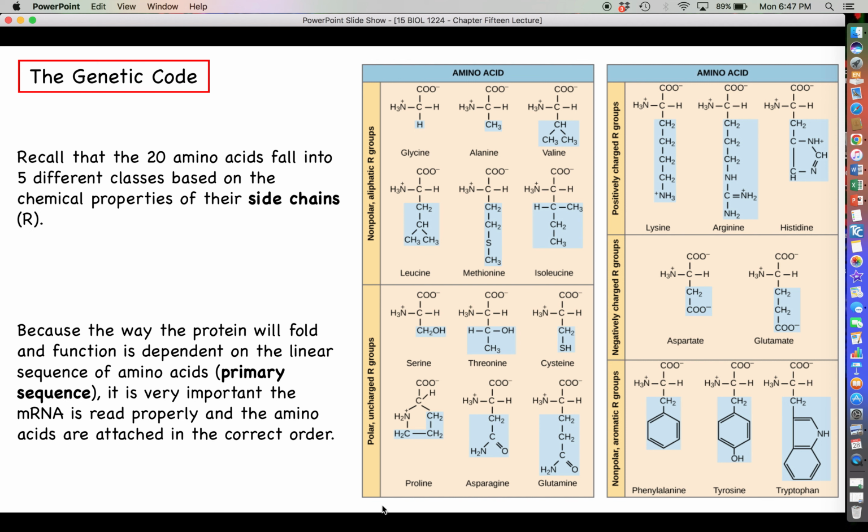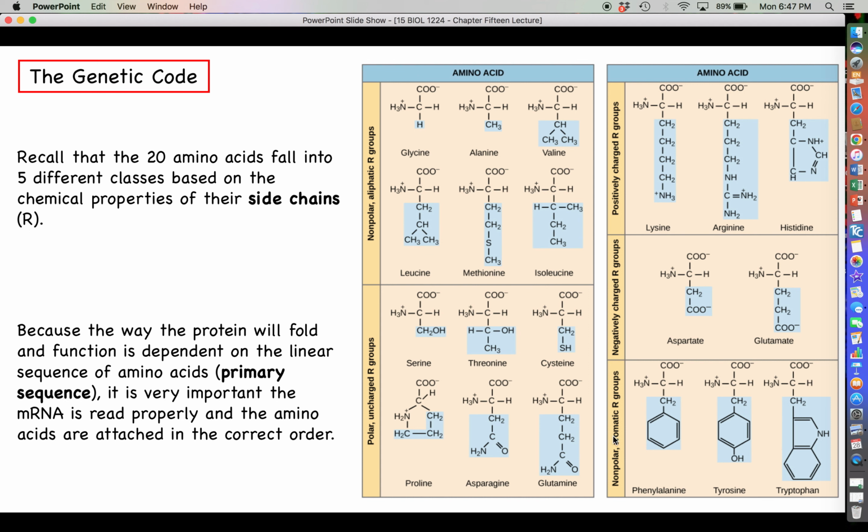You have the polar amino acids like serine, threonine, and glutamine. You have positively charged basic amino acids like lysine and arginine. You have acidic, negatively charged amino acids like aspartate and glutamate. And then you have aromatic hydrophobic ones like phenylalanine, tyrosine, and tryptophan.